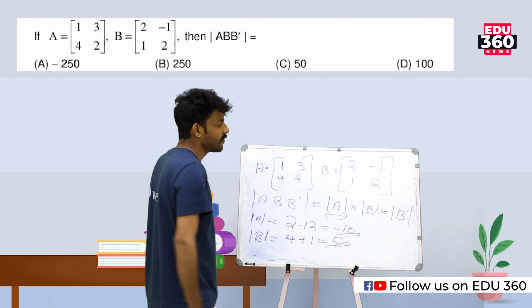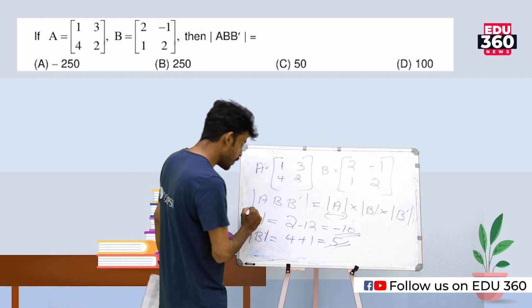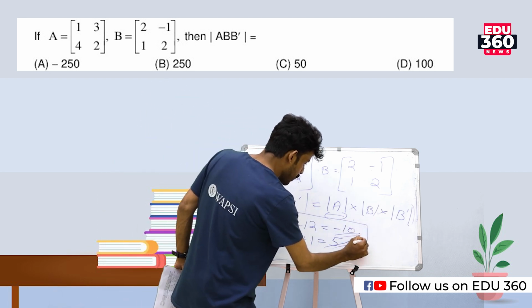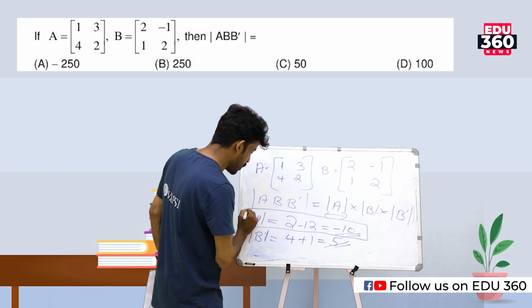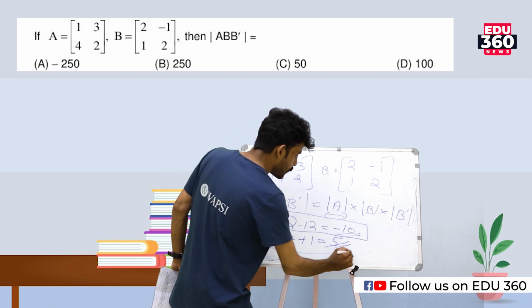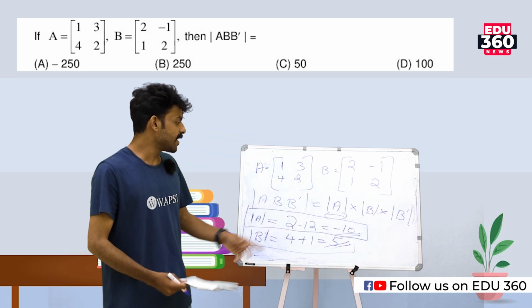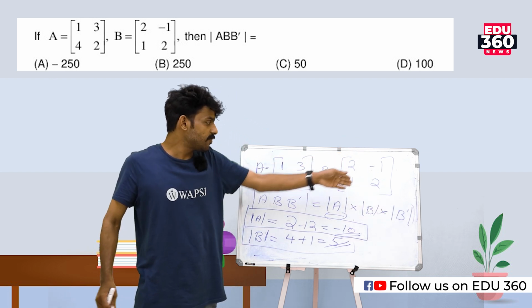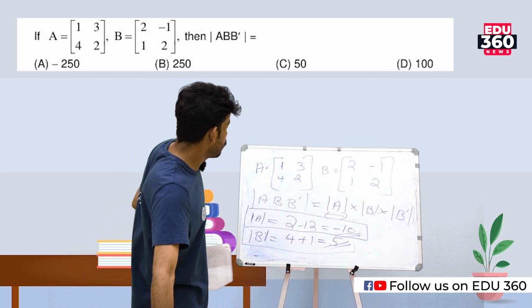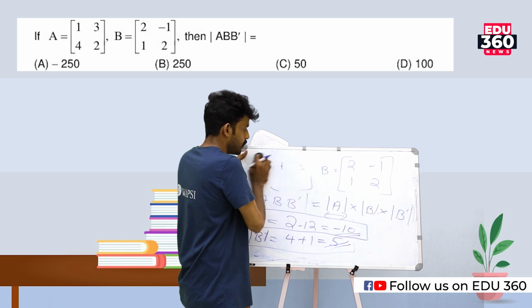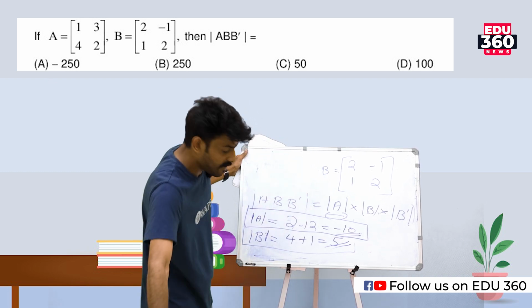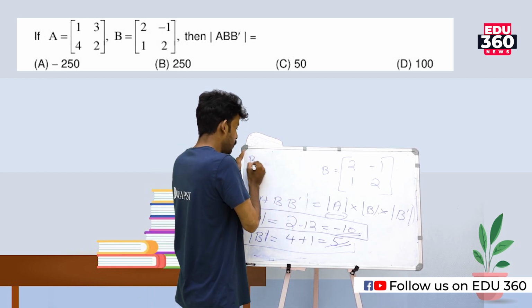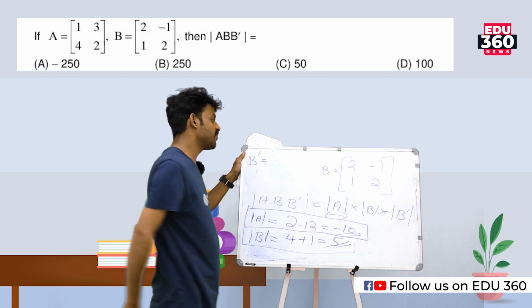So we got determinant A is equal to minus 10 and determinant B is equal to 5. The last one is B dash. B dash means just interchange the rows and columns here. So let me write B dash here. So B dash is equal to, just interchange the rows and columns.